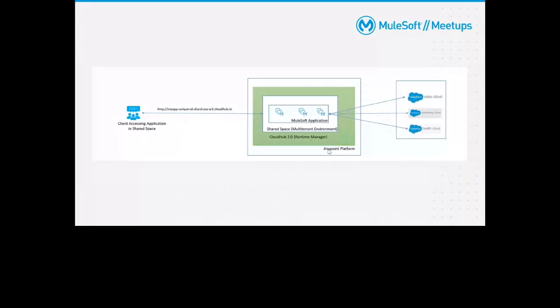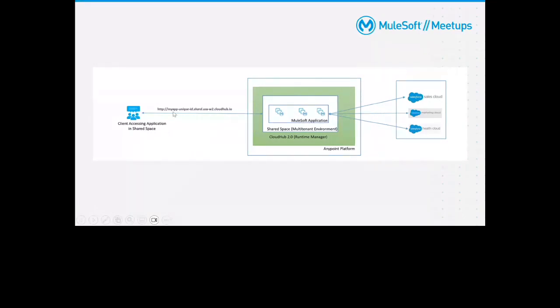And you can use this particular URL. Basically, my app, hyphen, it generates a 6-digit unique ID across the control plane, dot, again a 6-digit ID, dot region, dot cloudhub.io. So this is the URL generated when you deploy the application into the shared space, and you can access the application.